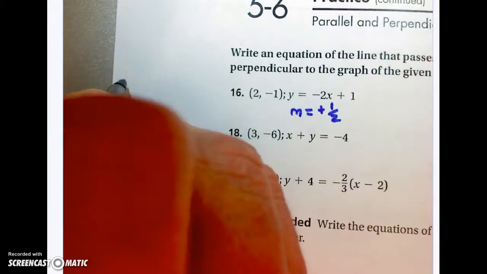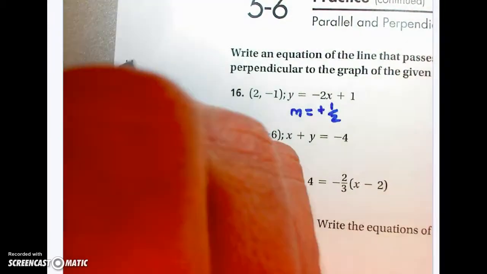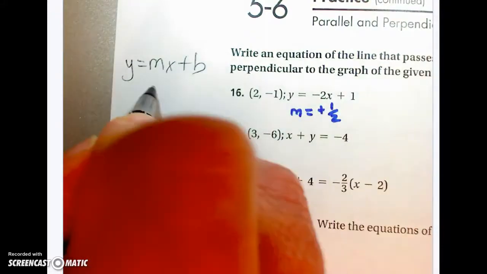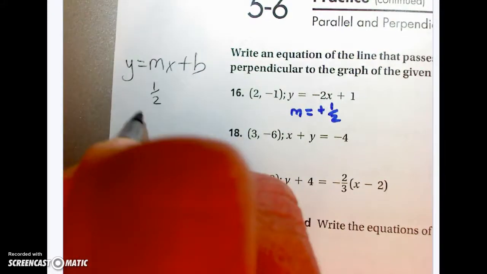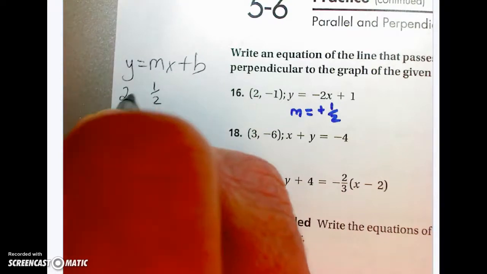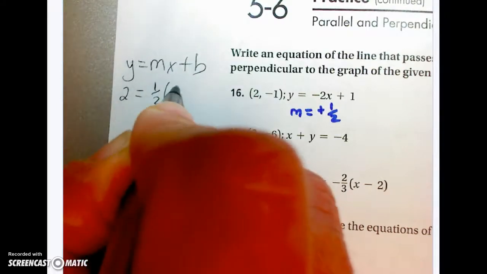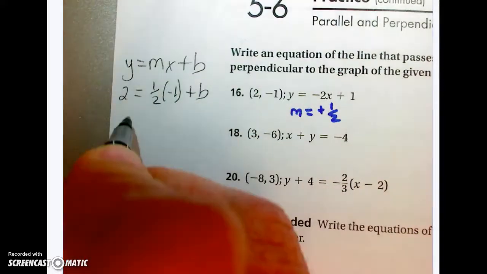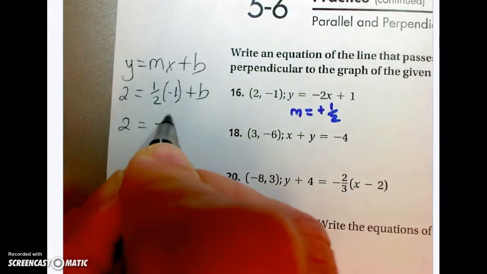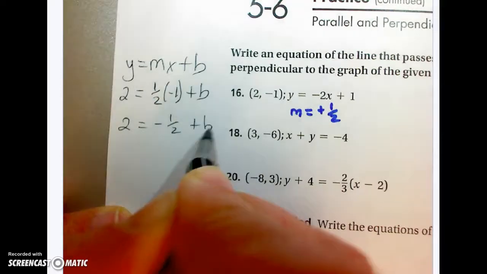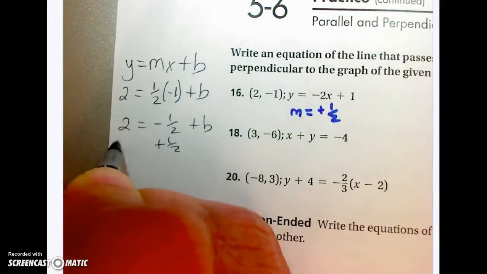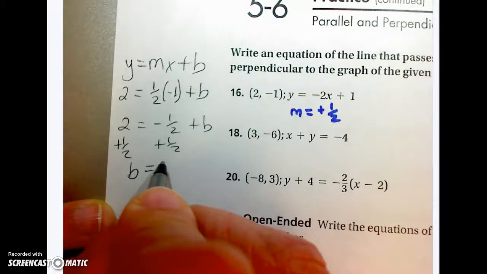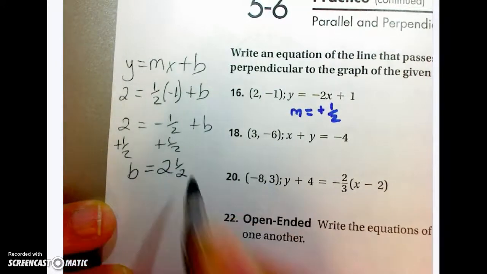So I'm going to use y is equal to mx plus b. I'm going to put in 1/2 for the slope. Y is 2. X is -1. And I need to solve for b. So 2 is equal to -1/2 plus b. So I'm going to add 1/2 to both sides. So b is equal to 2 1/2.